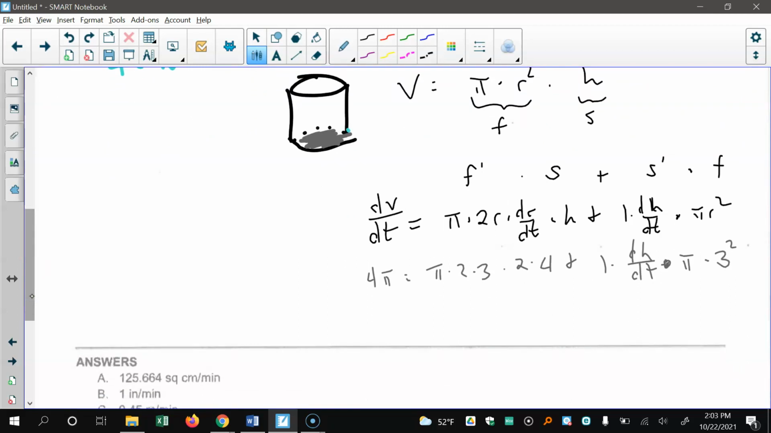2 times 3 times 2 times 4 is 48 pi. Okay, so we got 48 pi over here. We got plus this 3 squared is 9, so we got 9 pi here times dh dt, the name of my next child. And let's go and subtract that 48 pi over. 4 pi minus 48 pi is going to be a negative 44 pi equals 9 pi dh dt.